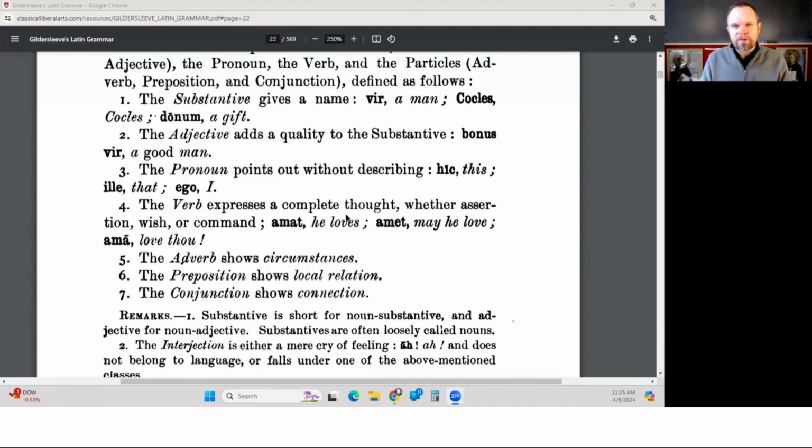So different modes of verbs. And what that means in Latin is that there are going to be different forms for verbs that express those different modes.